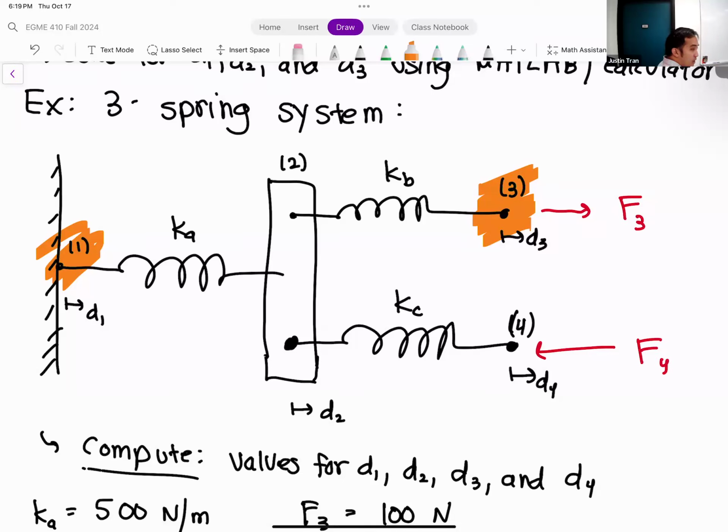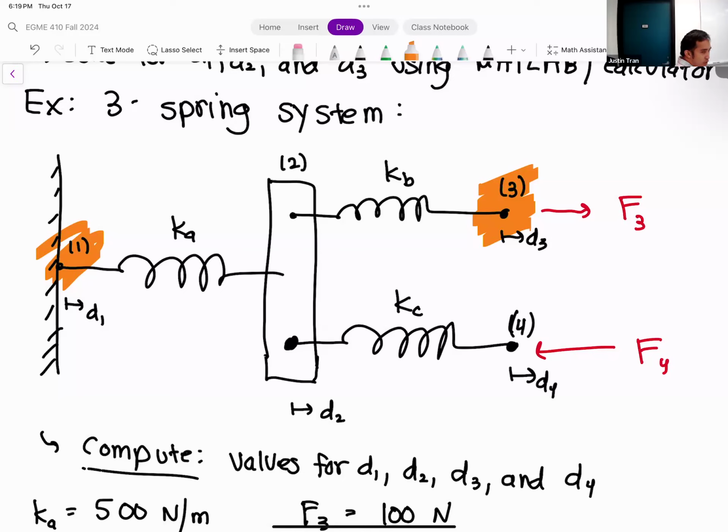Same thing with nodes 3 and 4. Another location where we had a 0 in our matrix was between node 3 and node 4. Node 3 and node 4 are indirectly connected with each other. Node 4 is connected to node 2 by element C, and node 2 is connected to node 3 by element B, but there's no direct line between nodes 3 and 4. And so it makes sense that there's a 0 in the matrix.